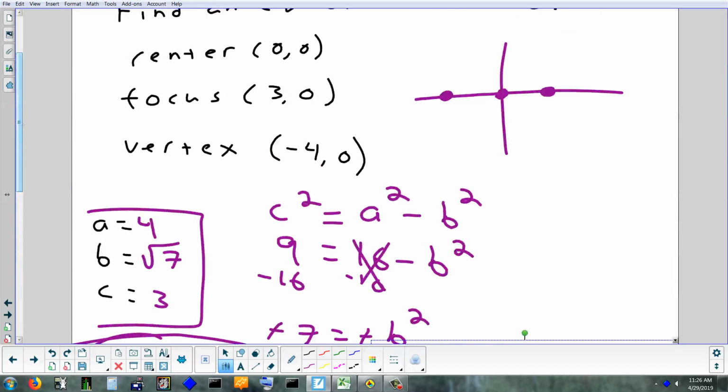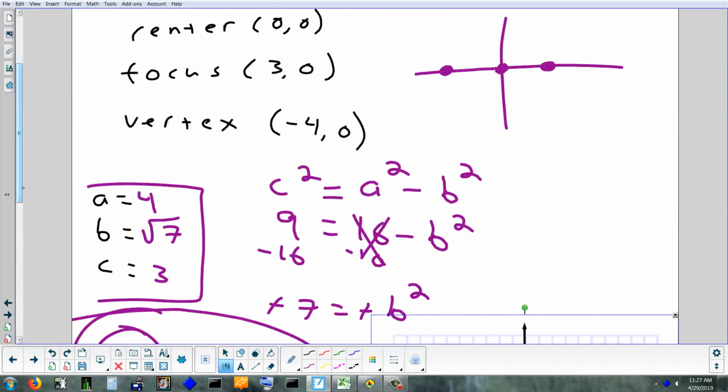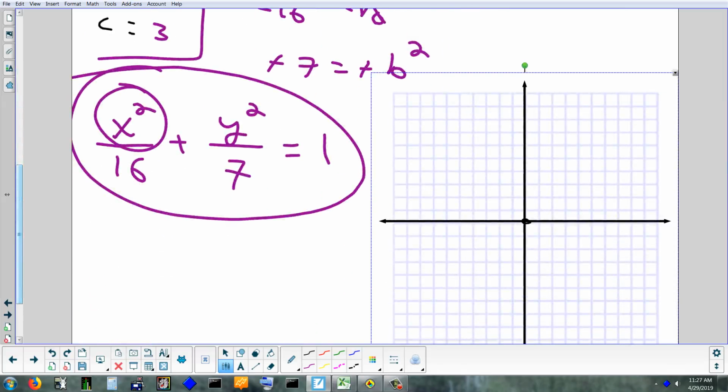Now, how far was it from the vertex to the center? How many units? 4 units. Now, how many vertices does an ellipse have? 2. They didn't really tell me both. Technically, they could have just done this, and they could have done this, but they didn't. By them telling me one, I automatically know the other one because it's symmetrical. Same on each side. So we have a vertex at 4, 0 and negative 4, 0.